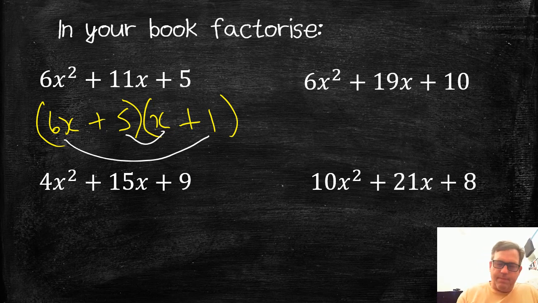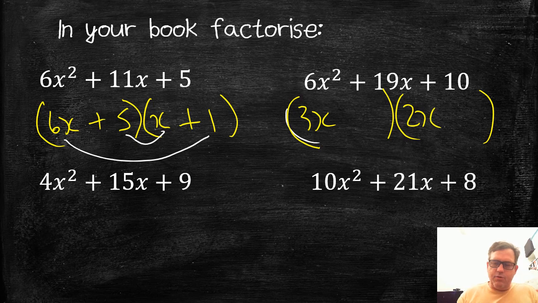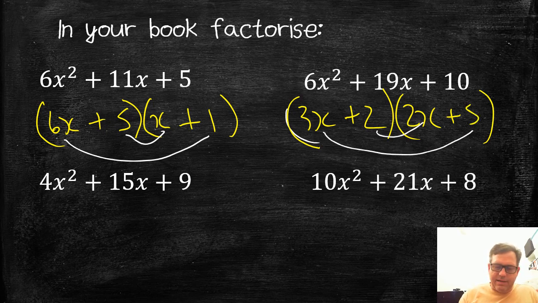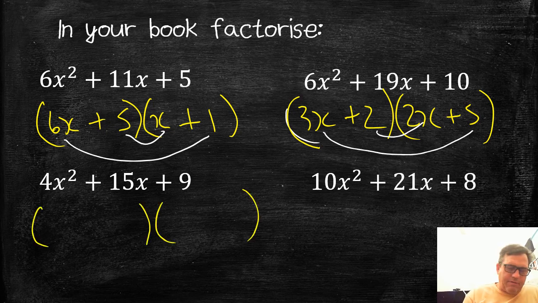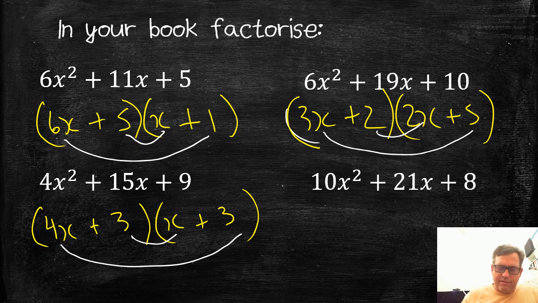Okay, for the next one, I think we should have found it's going to be 3x and 2x, right? And it's going to be plus 2 and plus 5, because that gives me 4x, and 15x is my 19x that I'm looking for. Okay, so the next one is going to be 4x and x, and 9 is going to be 3 and 3, so I make a plus 3 and a plus 3. Again, that would be 3x, plus 12x is 15x.